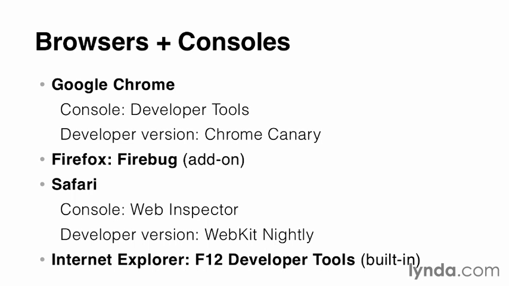If, and my heart goes out to you if this is true, you're a user of Internet Explorer, it also has developer tools built in called the F12 development tools, so named because you hit F12 on your keyboard to bring them up. Those are built in. So these are the various options that you have. Let's take a quick look at the ones that are available for this Mac that I'm using, and you can see how to turn on the ones that need a little separate help.